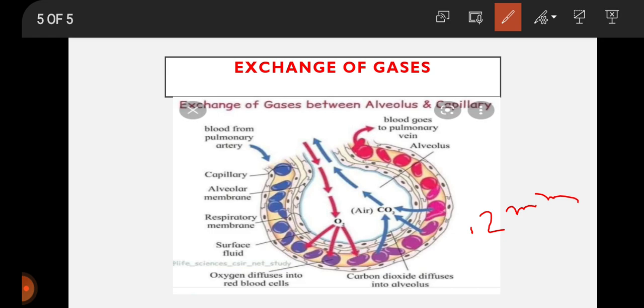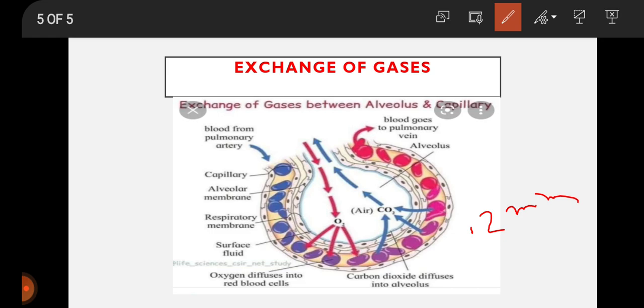In the metabolically active tissues, the pressure of oxygen is about 40 millimeter, whereas the arterial blood brought to the tissues has a pressure of oxygen of 95 millimeter. In the tissues, the pressure of carbon dioxide is about 45 millimeter, which is higher than that of the blood. So carbon dioxide diffuses from the tissues into the blood.